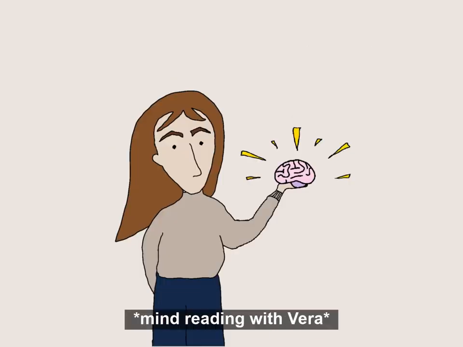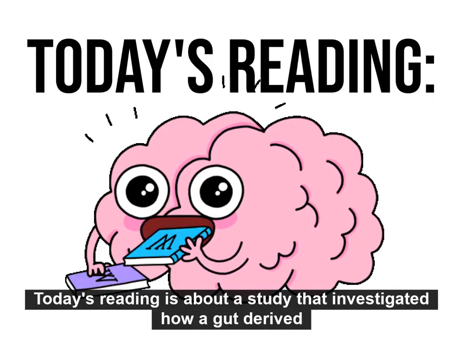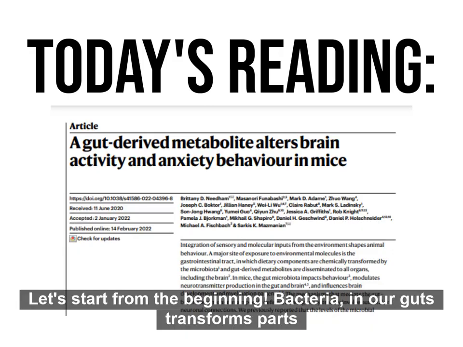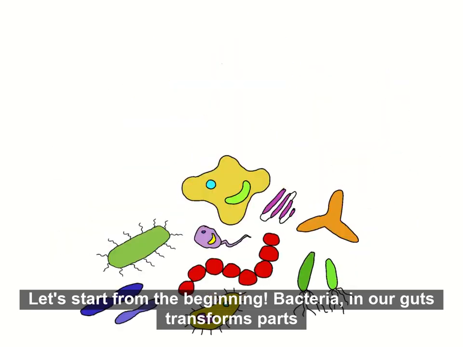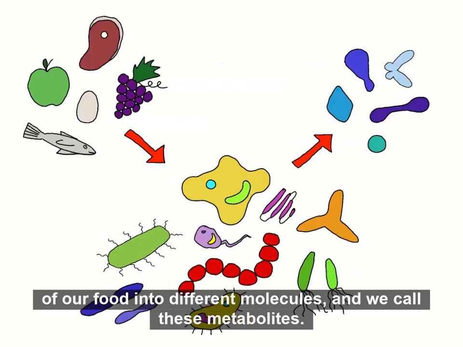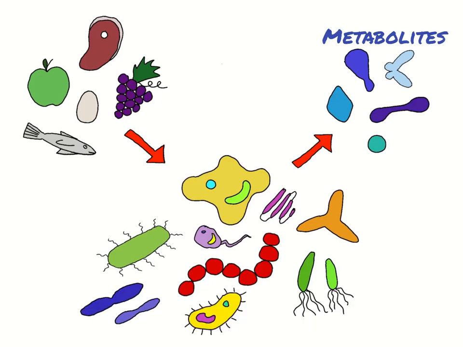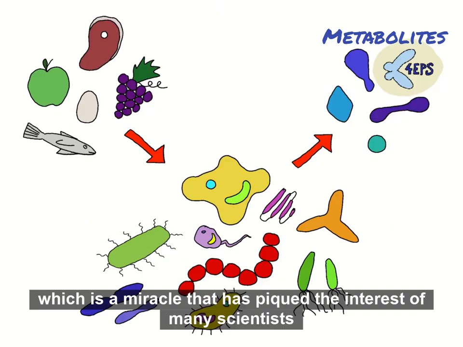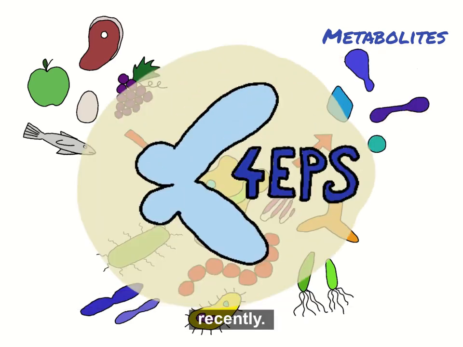Mind reading with Vera! Today's reading is about a study that investigated how a gut-derived metabolite influences the brain of mice. Let's start from the beginning. Bacteria in our guts transform parts of our food into different molecules, and we call these metabolites. An example of a metabolite is 4-EPS, which is a molecule that has piqued the interest of many scientists recently.